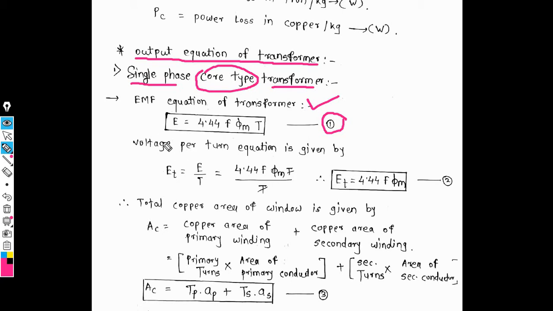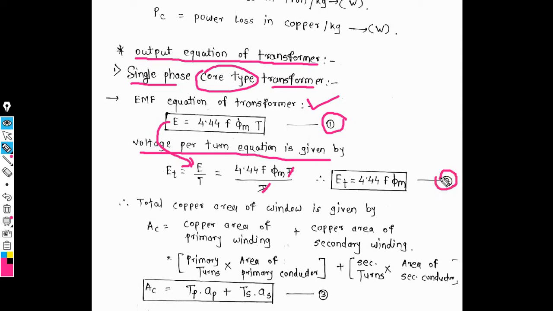Now we have to find the voltage per turn equation. Consider Et is equal to EMF per turn. Then put this value in this equation: E is equal to 4.44 f Φm T. Then T and T get cancelled, and the obtained equation is Et is equal to 4.44 f Φm.